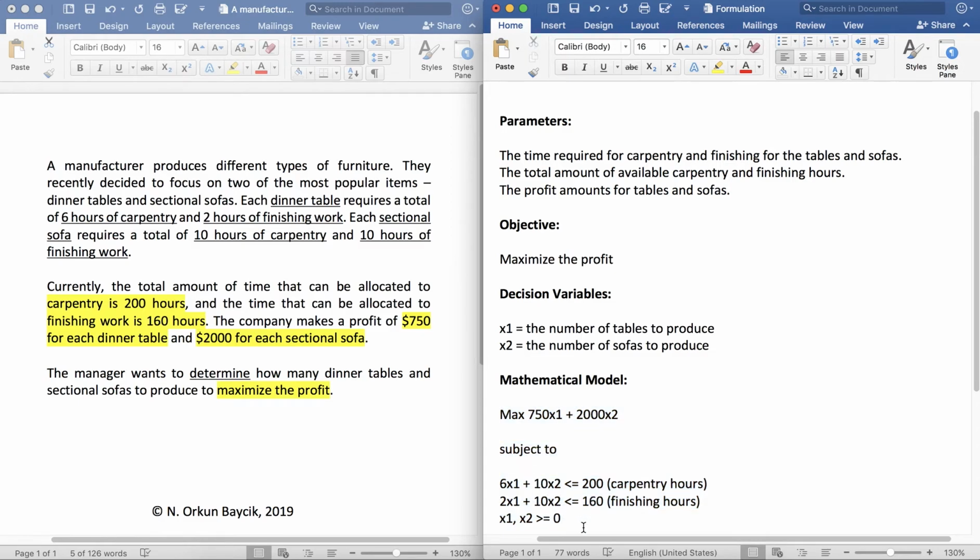is our mathematical model. But one more note that will be important in the upcoming videos is to identify what type of decision variables we have. So another question that you will need to ask yourself is, can I produce a fractional number of, for example, dinner tables or sectional sofas? For example, can you produce 0.7 dinner tables? Can you produce 2.4 sectional sofas? You cannot, right? It has to be an integer value. So for those situations, we specify these values to be integer in parentheses.